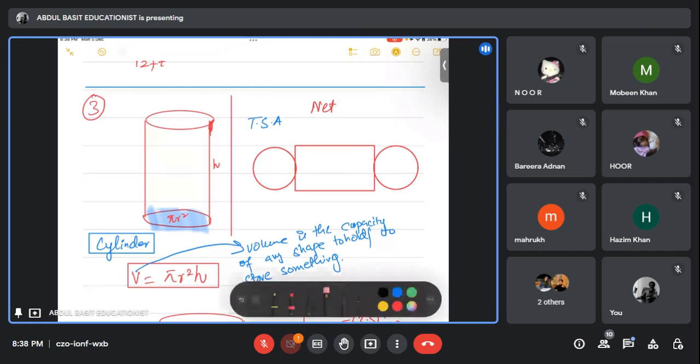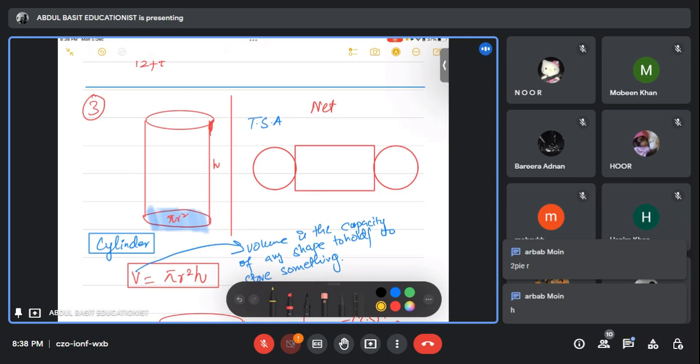Arbab, can you please tell me what is the formula for the total surface area of the cylinder? Area of cylinder. Yes, Arbab, any problem? 2 pi rh. Somehow it's correct, but it is slightly wrong.